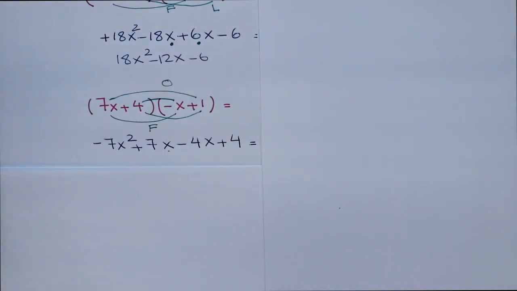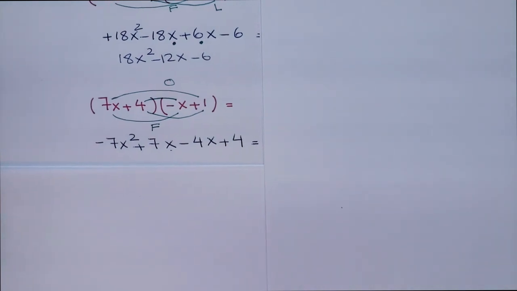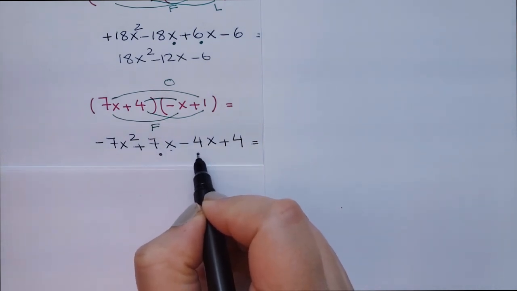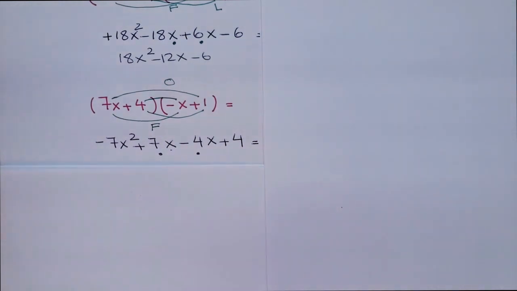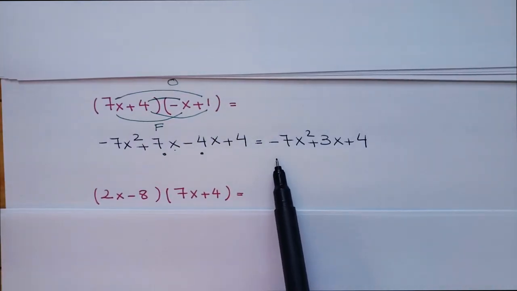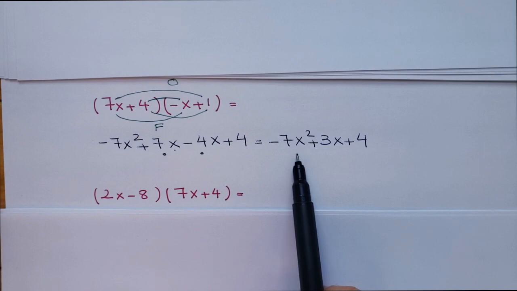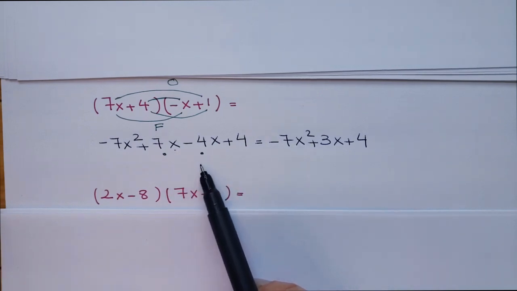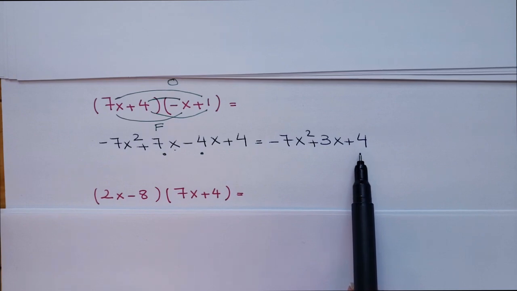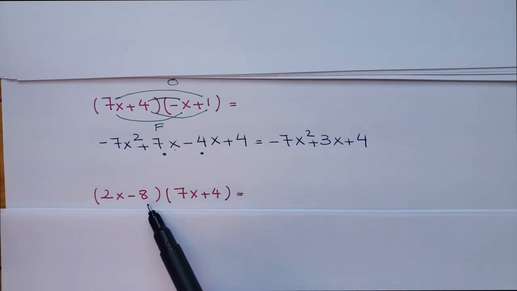The next step, as usual, we have to simplify. Here we have two like terms, so 7x and negative 4x, these can be added together. So the answer would be negative 7x squared. The two like terms would be added together, and it would be 3x plus 4. Let's move on to the next example.